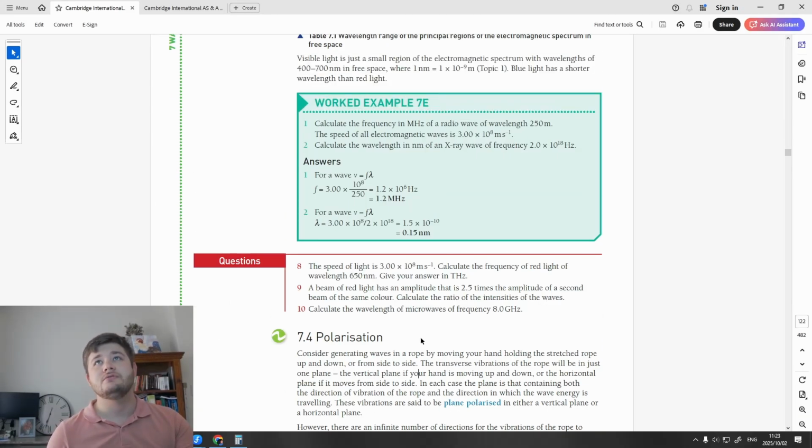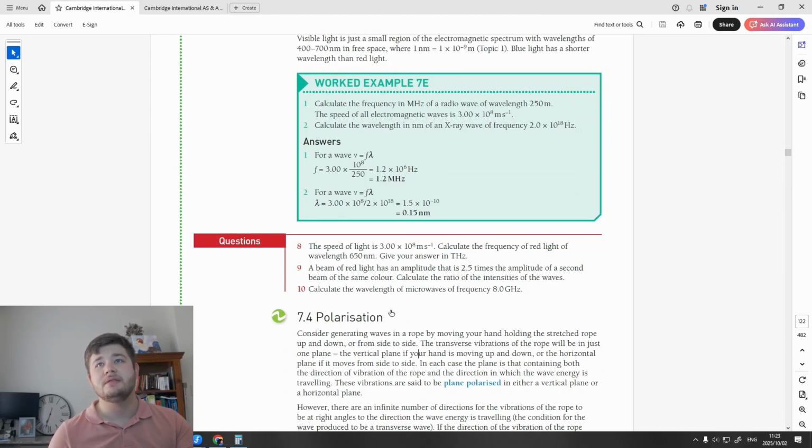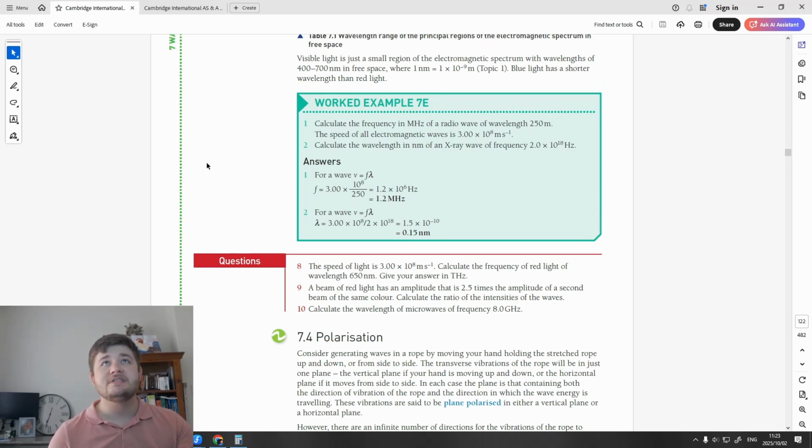Going back to our textbook, these 3 questions, question 8, question 9, and question 10, I'd like you to have a look at for homework. For a second now, I'd just like to swap over to a different source where we will do some further examples.